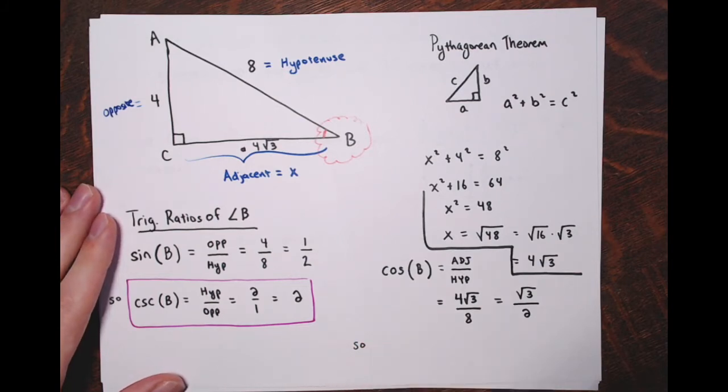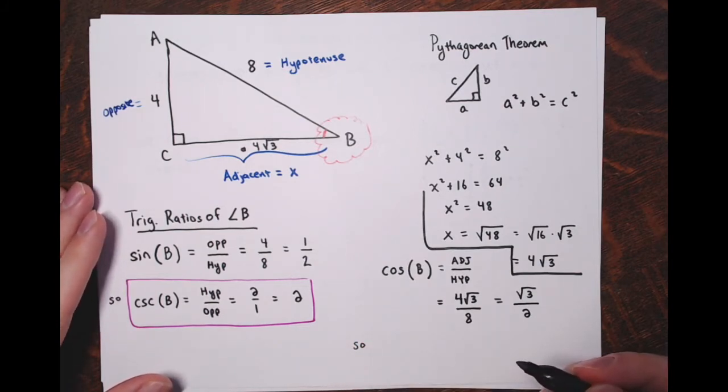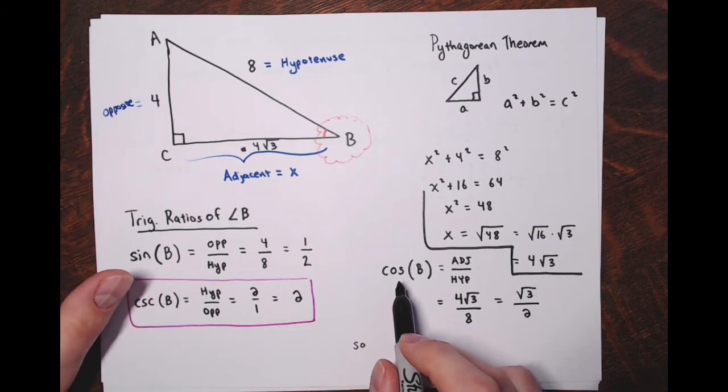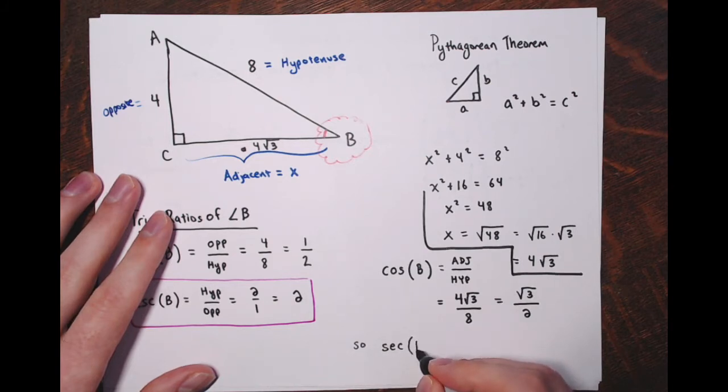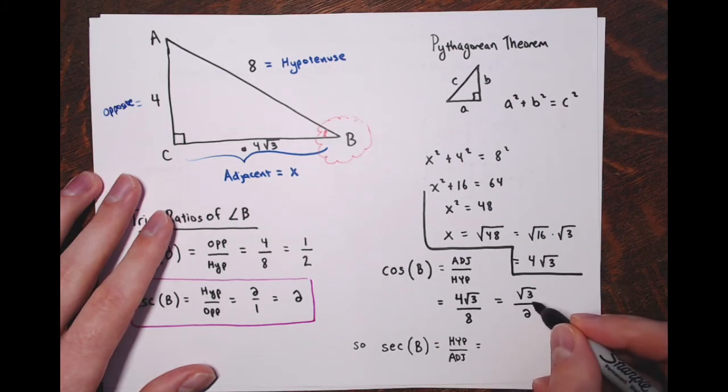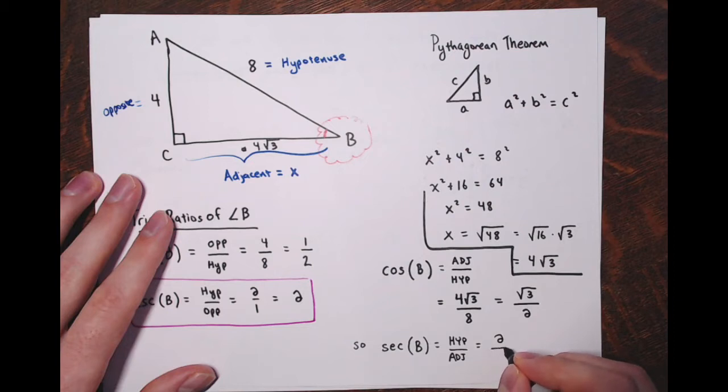So the reciprocal, remember the reciprocal of cosine is called the secant, SEC. The secant of angle B is, again, hypotenuse over adjacent, right? Just flip this over. Well, if I flip this over, square root of 3 divided by 2, the reciprocal is 2 divided by the square root of 3.